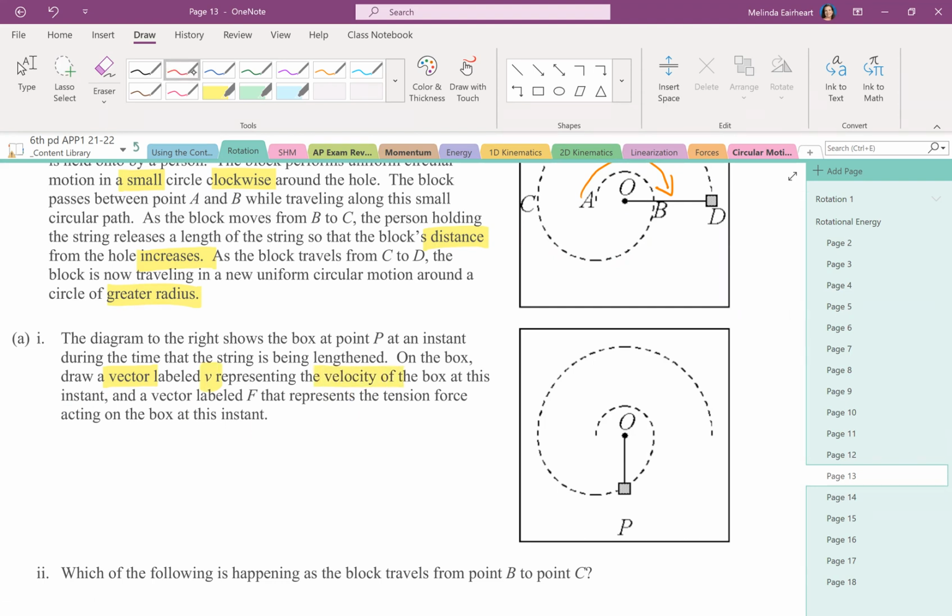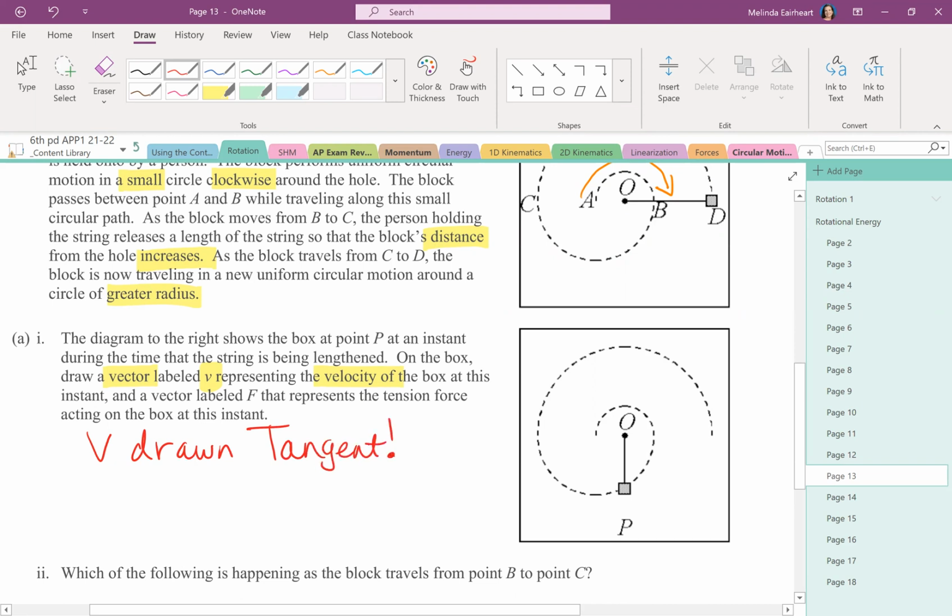I'm going to pause there. It's in circular motion of some kind. How do we draw the velocity vector of an object in circular motion? V is going to be drawn tangent, okay, to the circle. And so if it's at point P, now you don't have to be perfect, but I'm going to draw a tangent southwest arrow at that point, right?